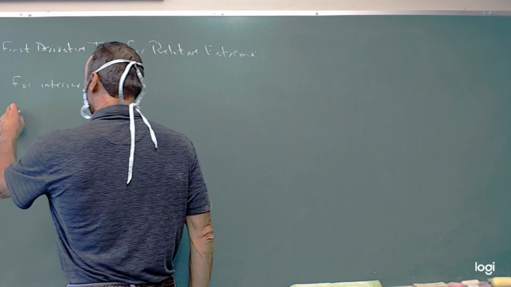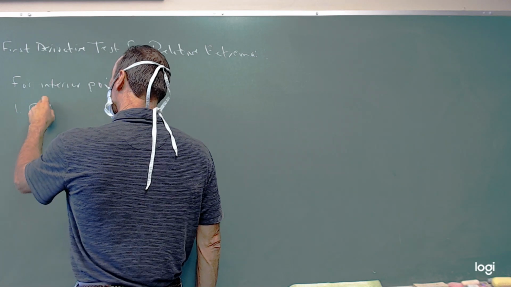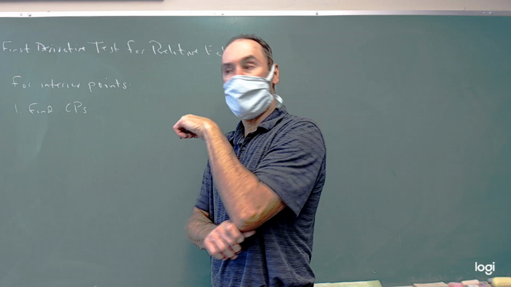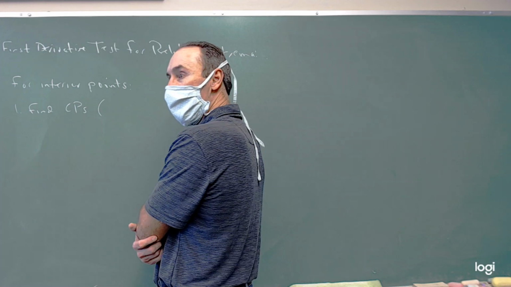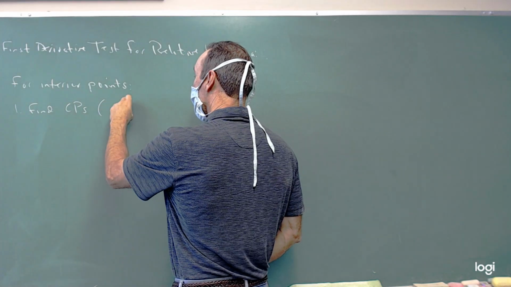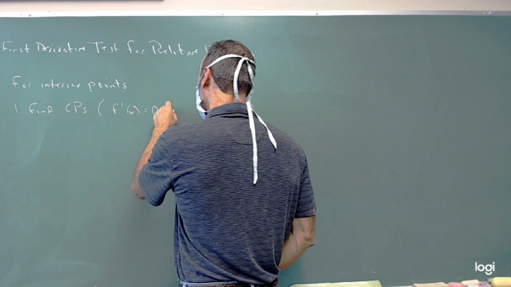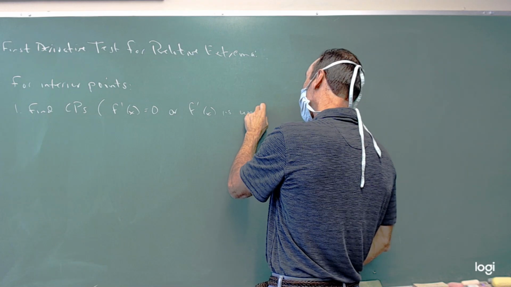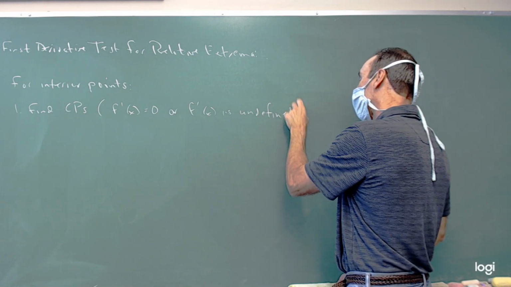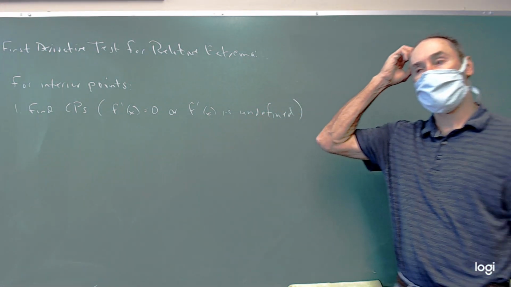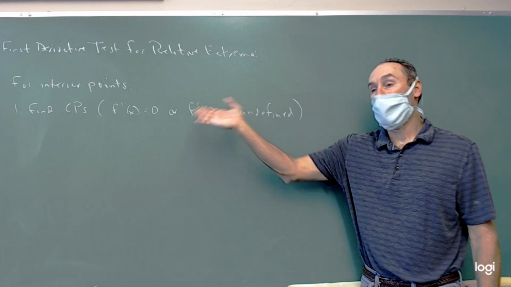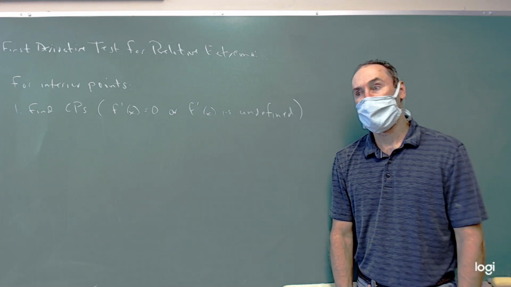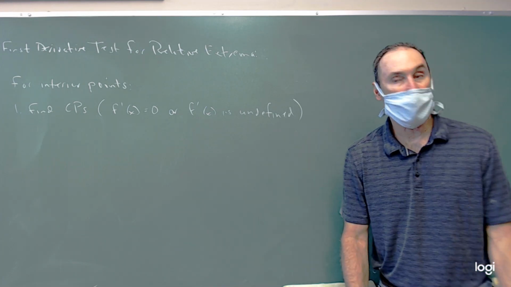So we're going to find, am I okay abbreviating CPs? Those are critical points. And I'm going to put in parentheses what we mean by critical points: where the derivative is equal to 0, or f prime of x is undefined. Remember, both of those qualify as critical points, which means the derivative may change sign at that place. But you have to check it.